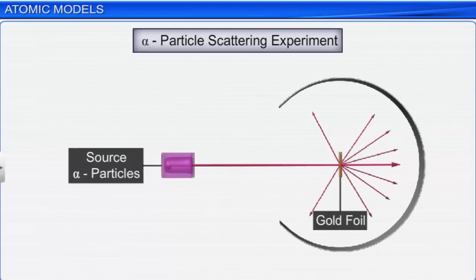Most of the alpha particles passed through the gold foil undeflected. A small fraction of the alpha particles were deflected by small angles. A few alpha particles were deflected by large angles. A very small amount of alpha particles, 1 in 20,000, were bounced back to the source, that is, by nearly 180 degrees.